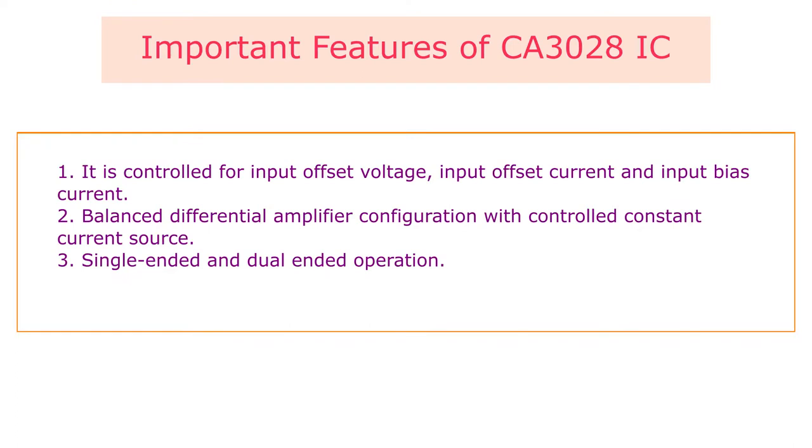The important features of the CA3028 IC are: 1. It is controlled for input offset voltage, input offset current and input bias current. 2. Balanced differential amplifier configuration with controlled constant current source. 3. Single-ended and dual-ended operation.